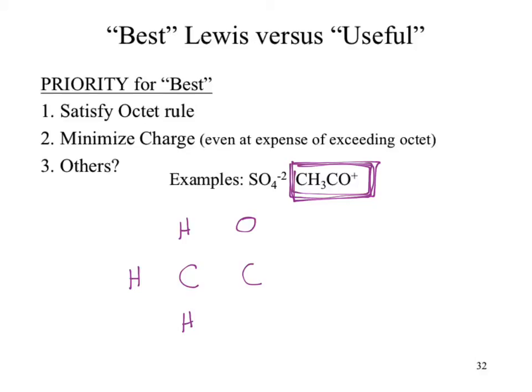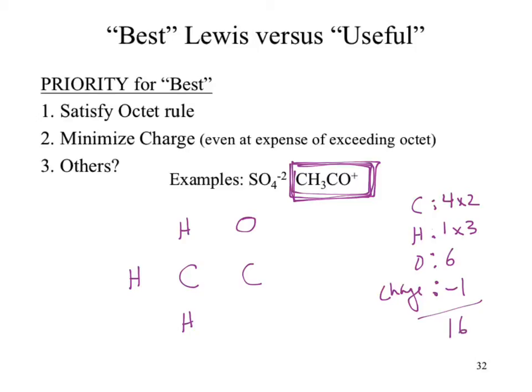In Lewis structure, I need to know how many valence electrons go in. So carbon comes in with 4. There's 2 of them. Hydrogen comes in with 1. There's 3 of them. Oxygen comes in with 6. There's only 1 of them. The charge is a +1, which means I need to subtract an electron. So 8, 11, 17, -1 gets me 16 electrons.